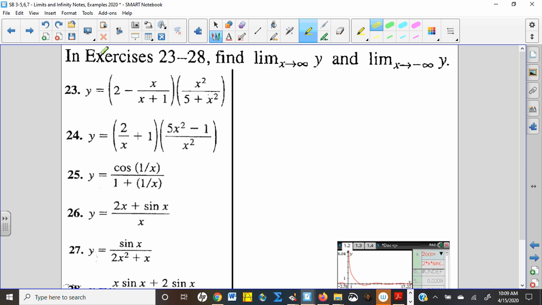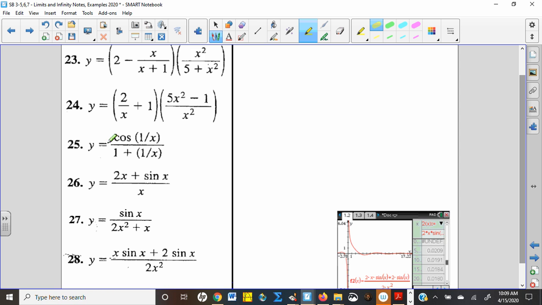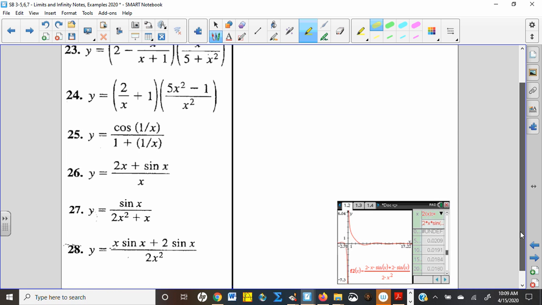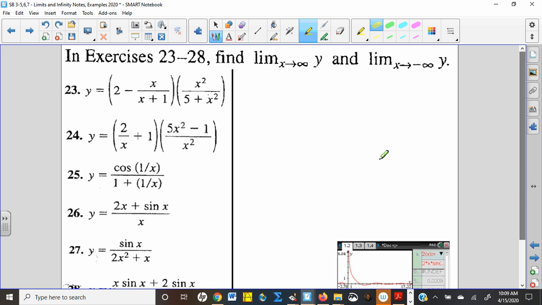And we have some polynomial functions, or at least rational functions to start off with. Then we get into some trig functions the rest of the way. So these are definitely good ones to be able to use your grapher as you need to. But I can walk you through the analysis of these also. So let me try to help you out with that a little bit.